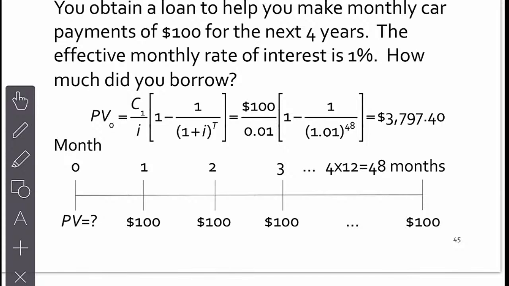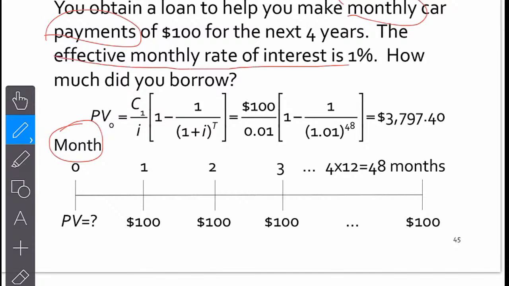Identify the timing of payments, and that will determine how you draw the timeline. Payments here are monthly. Monthly payments, okay? So that means my timeline is by month. I have $100 each month, and I'm told that the effective monthly rate is 1%. Now that's really important.